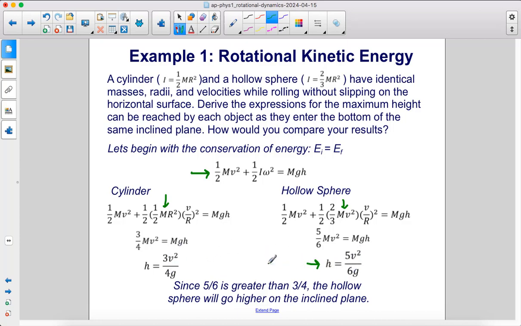Why does this happen? Well, because the hollow sphere has a higher moment of inertia, it's harder to get it to roll. So the fact that this sphere is rolling with the same velocity as the cylinder means that there must be more energy in the system for the hollow sphere. So that extra energy that allows both of these to have the same initial velocity is going to let it go higher up on the ramp, because there must be more total energy in the sphere than the cylinder.